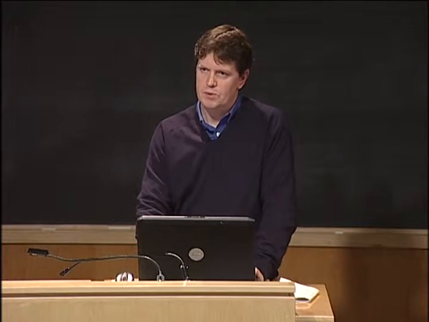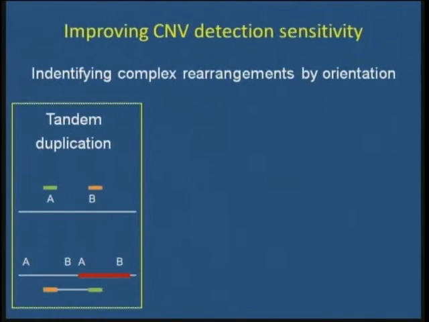How about improving sensitivity? So we know that we can detect small deletions, but can we detect more complex rearrangements? So in this case, instead of using just the mapping information, we'll also use the orientation of the mapping too. So this is an example of a tandem duplication where AB is inserted beside AB. And if we look in our paired end data, there should be a fragment that will correspond to this breakpoint, and you can sequence across to identify that.